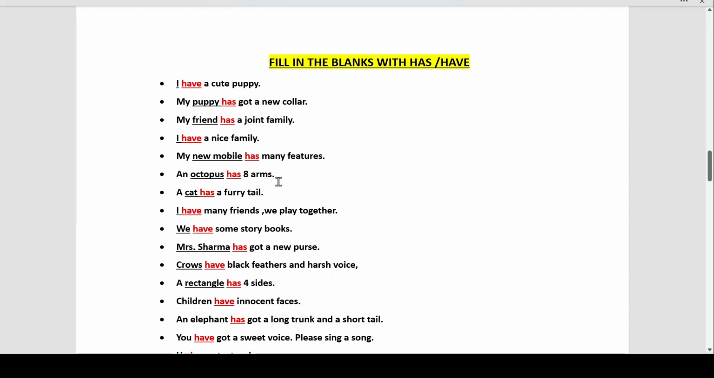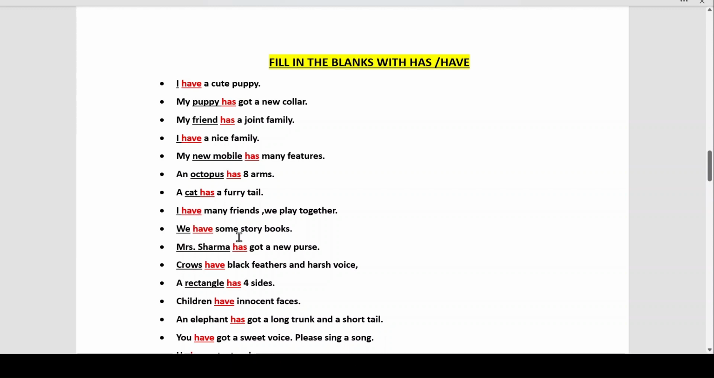An octopus has 8 arms. Again, I'm talking about an octopus in third person singular, one octopus. A cat has a furry tail. A cat, again, third person singular. Therefore, we know has follows third person singular subject. Next, I have many friends. We play together. Now we know where we use have: when your subject is I, you, they, we, or plural subject. But over here, since it is I, therefore it is followed by have.